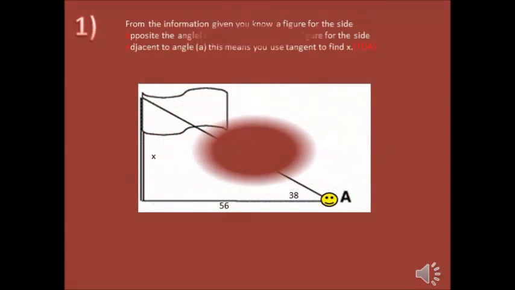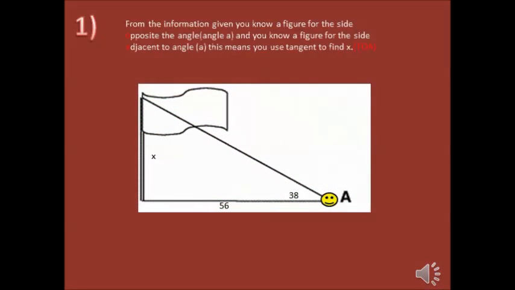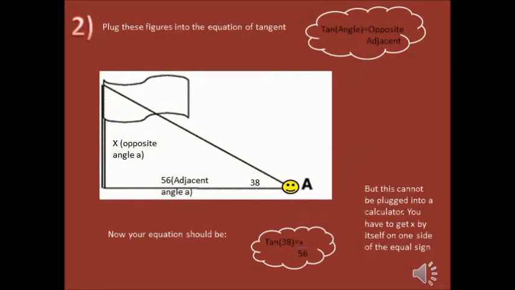Step 1. From the information given, you know a figure for the side opposite the angle, angle A, and you know a figure for the side adjacent to the angle A. This means you use tangent to find x. TOA.